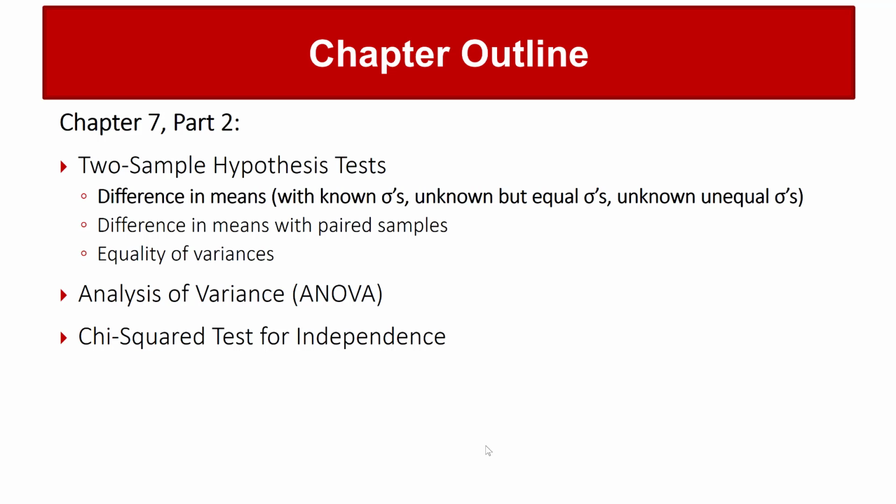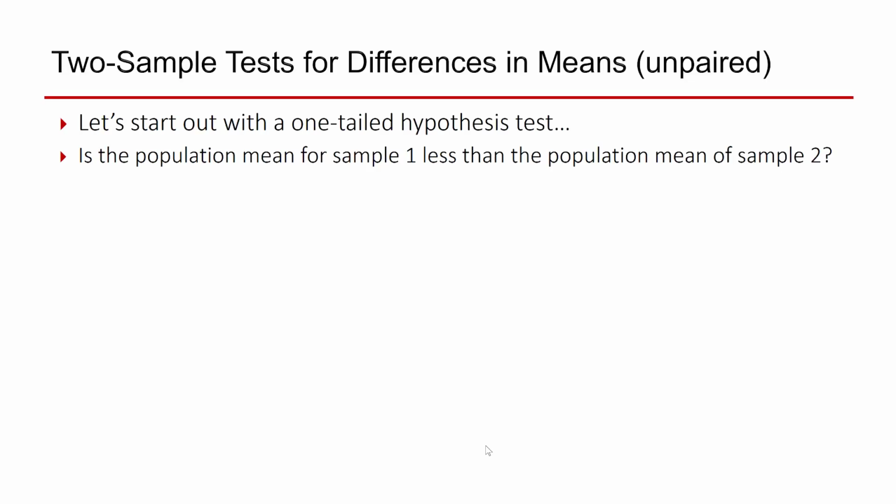All right, so the first order of business is to discuss the hypothesis test for the difference in means with these three situations, either known sigmas, unknown but equal sigmas, or unknown but unequal sigmas. So let's start out looking at a one-tailed hypothesis test. And suppose your research question is: is the population mean for sample 1 less than the population mean of sample 2? How would we formulate our hypotheses? Well, our research question is that one.